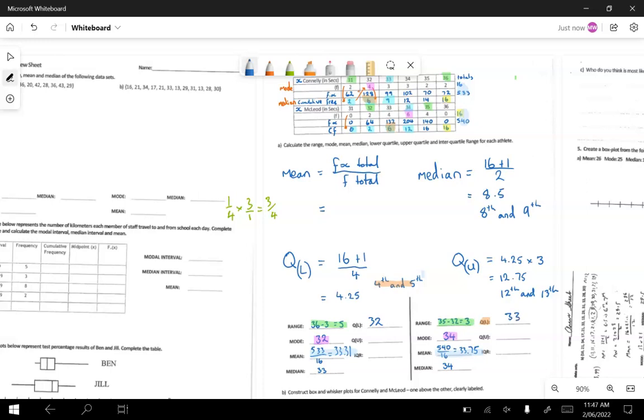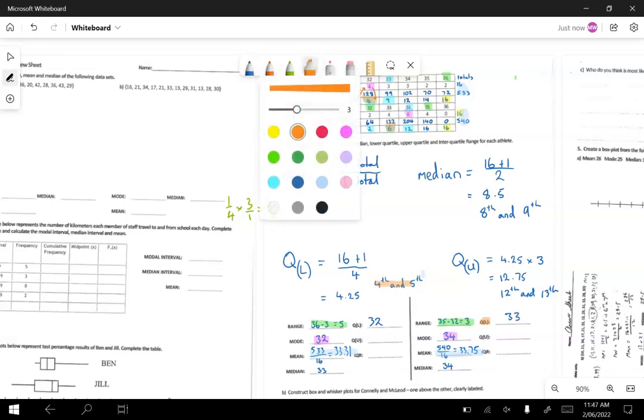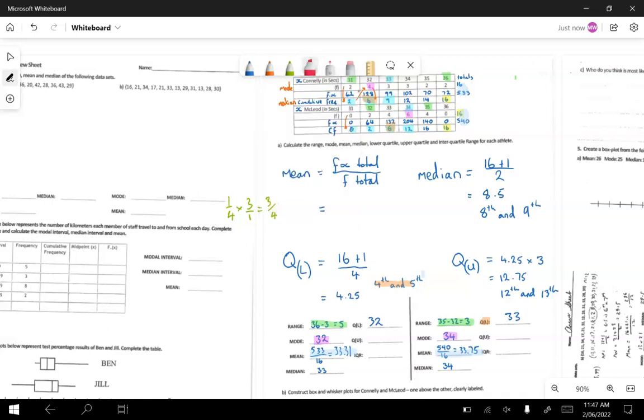Let's go looking for the uppers. The upper quartile is going to be, what did we decide? The 12th and 13th score. So back to the cumulative frequency column. Oh, this one's going to be tricky. Look, it falls across 2, okay? So we need halfway between 34 and 35. That's not too bad. That's 34.5.